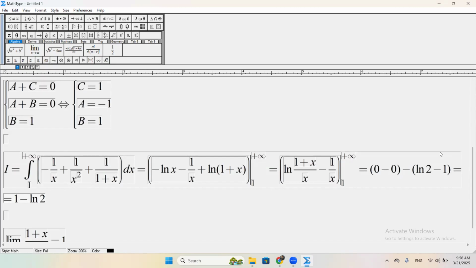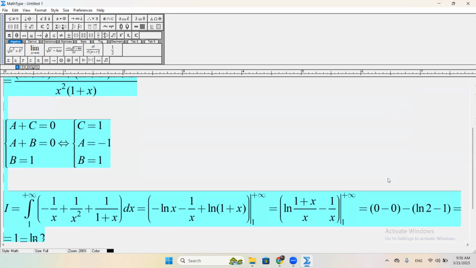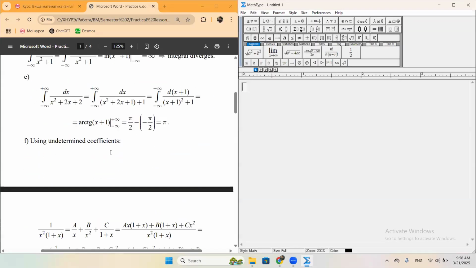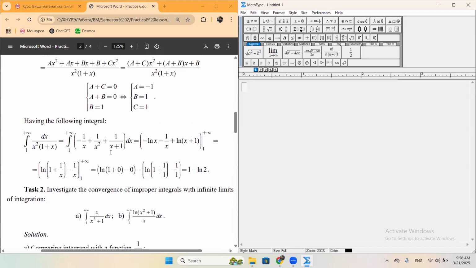No. Okay. So exercise 1 is done. Moving to exercise number 2. We have the following integrals. Let's investigate the convergence of improper integrals with infinite limits of integration. So in this exercise, we don't have to calculate integrals. We only need to write down if it converges or diverges.